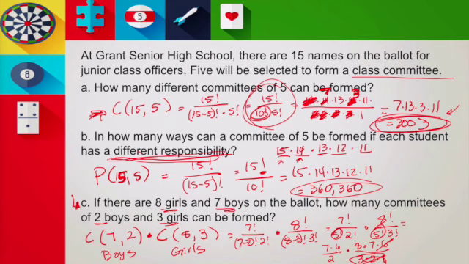And so I would get 7 times 6 times 8 times 7 over 2. Or you could simplify something here. So 7 times 3 times 8 times 7 is 1,176.